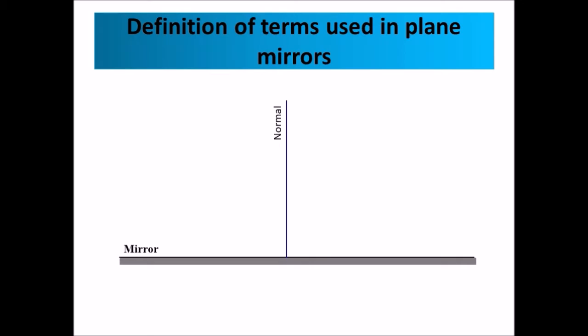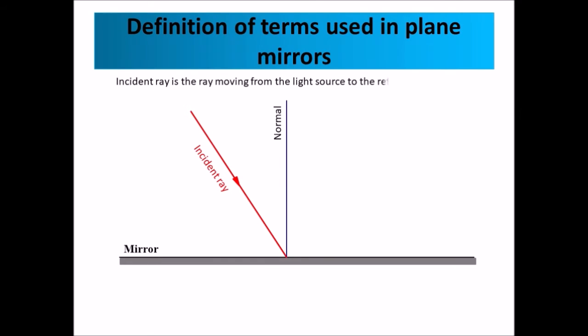Now, point of incidence is the point where the incident ray strikes the mirror. So consider an incident ray striking a mirror like that. So what is the incident ray? So incident ray is the light ray moving from the light source to the reflecting surface.